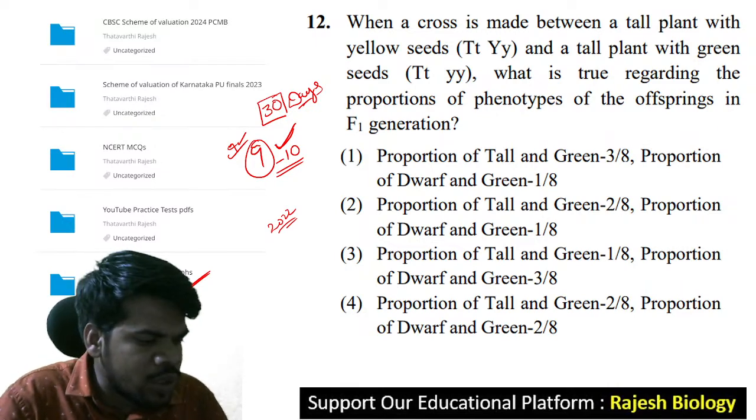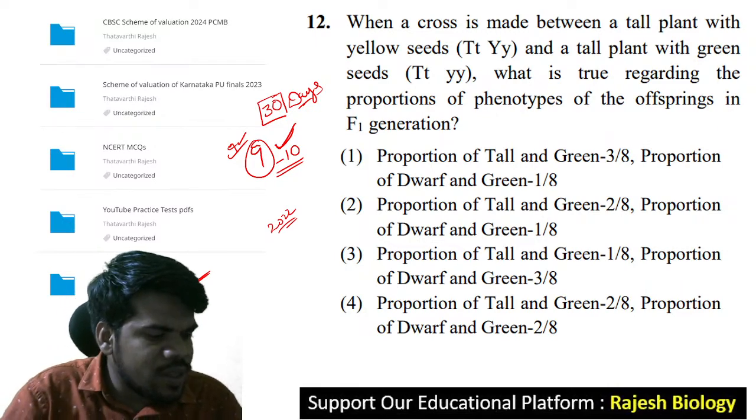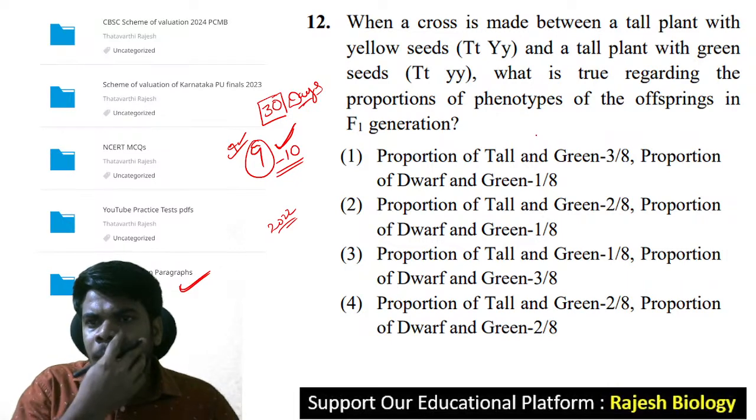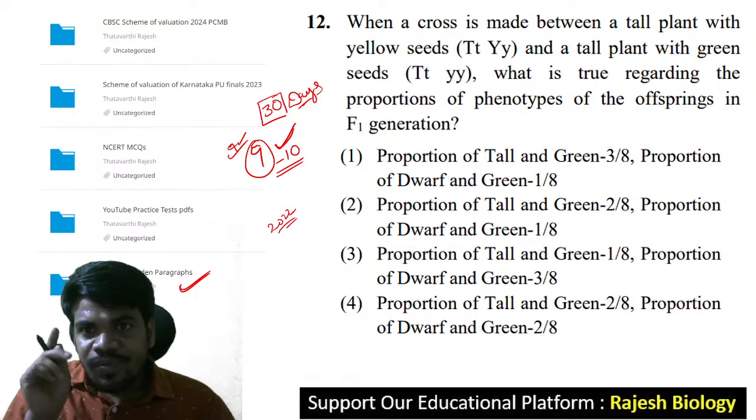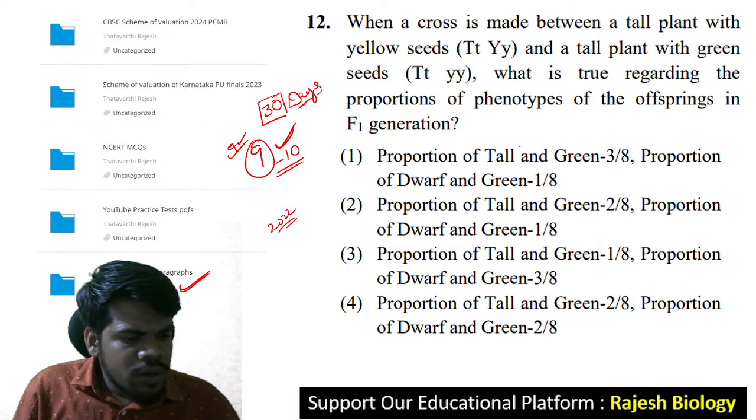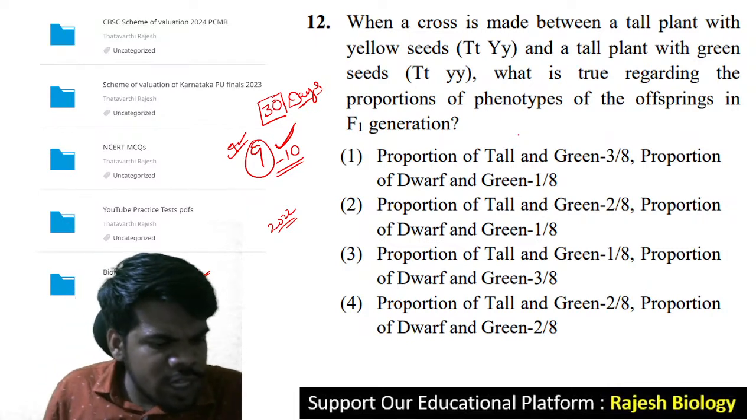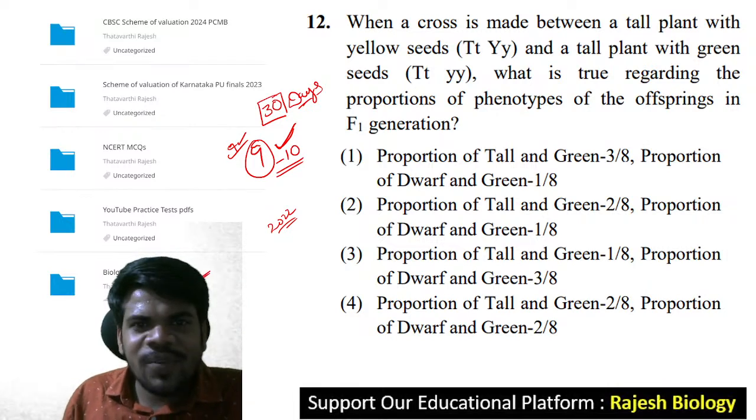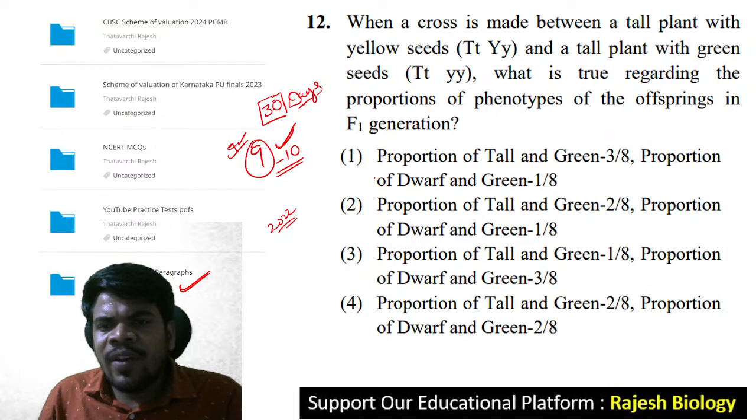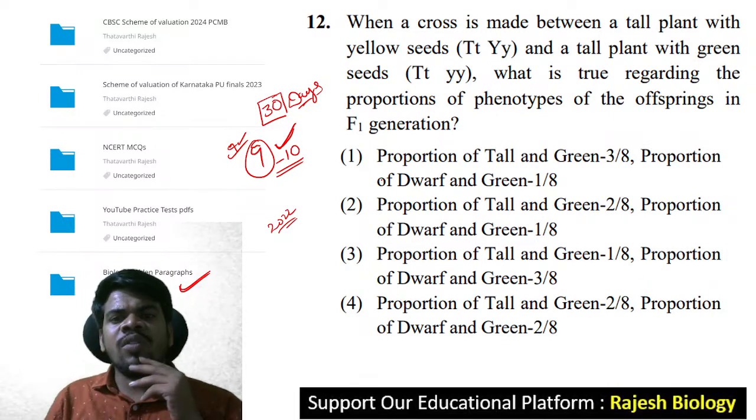Come to the 12th question. Yeah, thank you, Chinnu. 12th question. When a cross is made between a tall plant with yellow seeds and a tall plant with green seeds, what is true regarding the proportions of phenotypes of the offspring in F1 generation? Unbeatable Insane, are you there? Okay. 12th question. Proportion of tall and green. Proportion of dwarf and green.